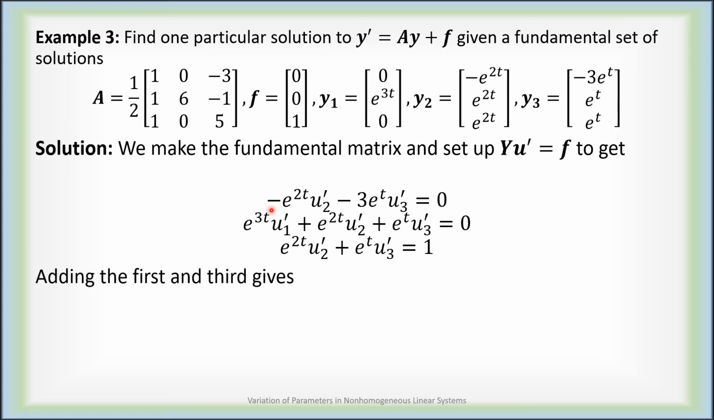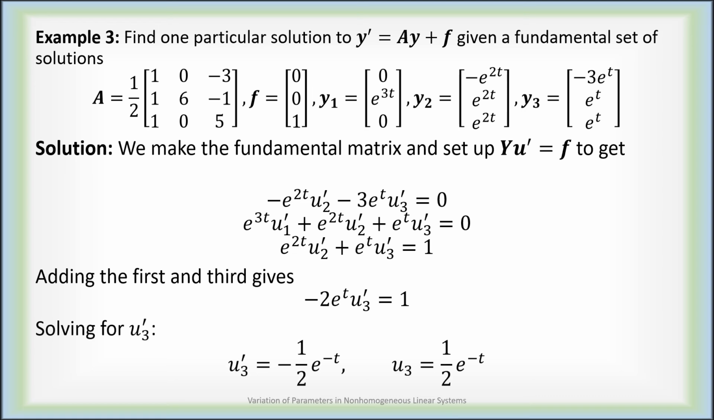If we add the first row to the third, we are exactly going to cancel out these u2 primes. This exactly allows us to solve for minus 2 e to the t u3 prime equals 1. And if we solve that for u3 prime, we get u3 prime is minus 1/2 e to the minus t, which we can directly integrate and solve that u3 is 1/2 e to the minus t. Remember, you can take any constant of integration you want, so why not take 0?